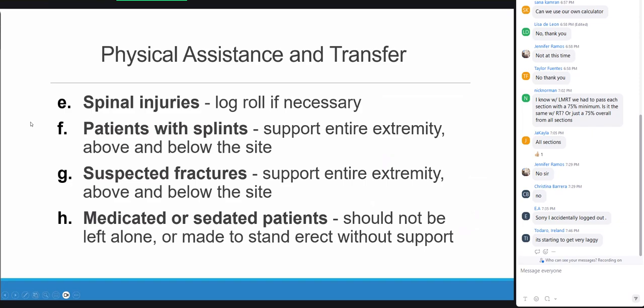Spinal injuries, log roll if it's necessary to move them or roll them. Patients with splints, make sure that we support the entire extremity, both above and below the site. Same thing with suspected fractures. Medicated and sedated patients should not be left alone or made to stand erect without support.